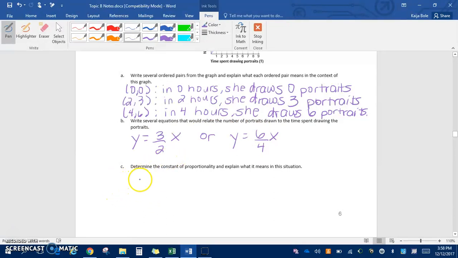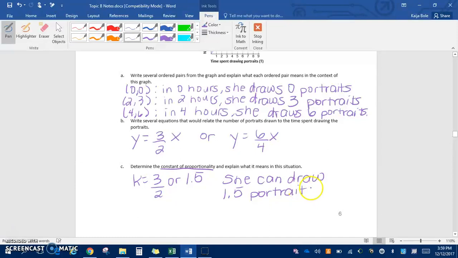Part C says to determine the constant of proportionality and explain what it means. So we know that k equals 3 over 2, or 1.5. Remember, constant of proportionality is always how much for 1. So we would say she can draw 1.5 portraits per hour. When it's asking for that constant, we always want to know how much for 1. And that is all for this set of notes, so we'll just do some practice in class tomorrow.